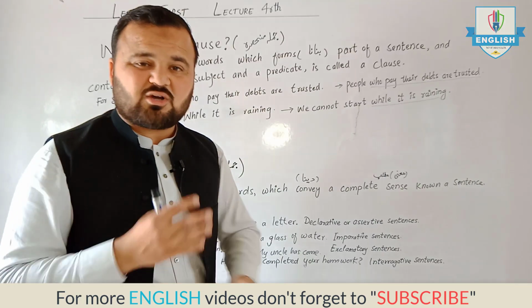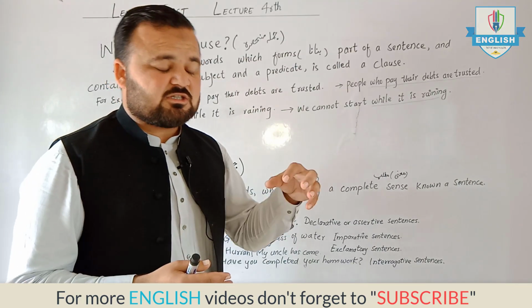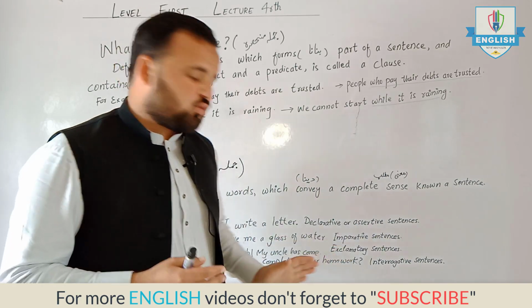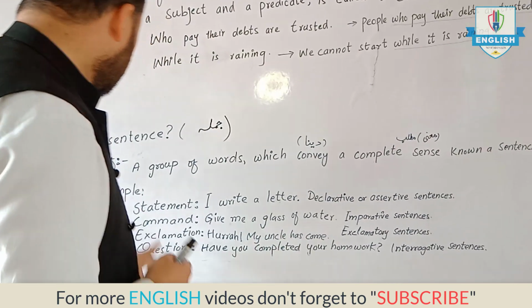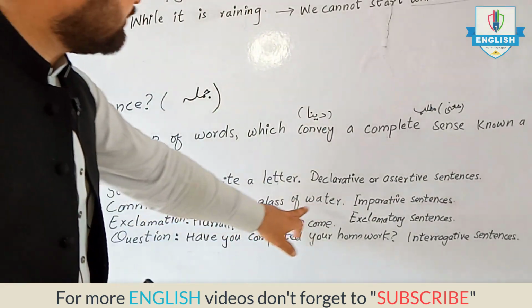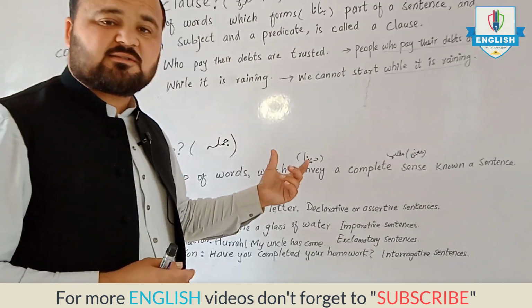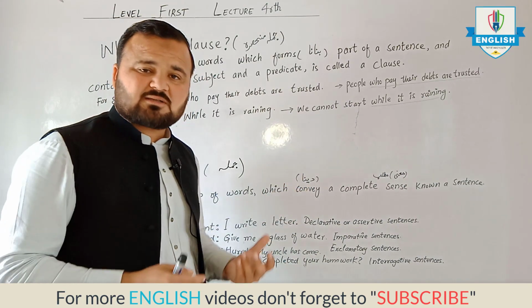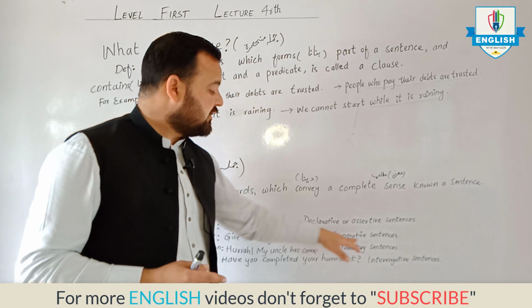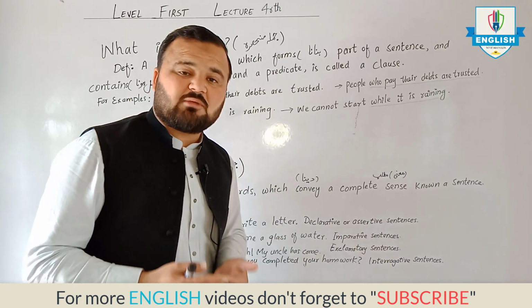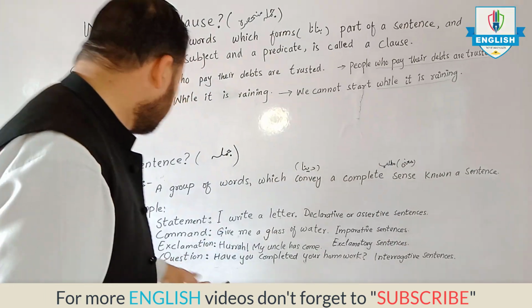Those sentences that give us a message that something is or is not are called declarative and assertive sentences. Give me a glass of water. It is an example of a sentence. It is a command. So those sentences having a command are known as imperative sentences.